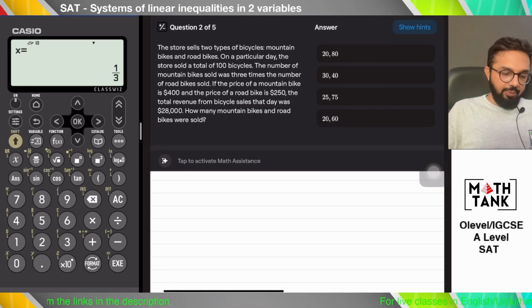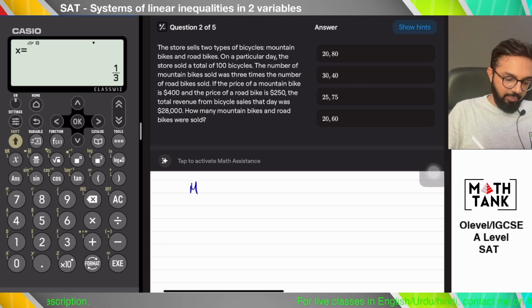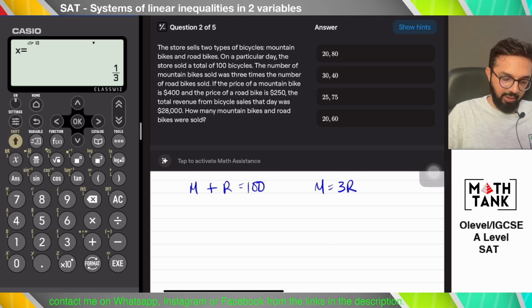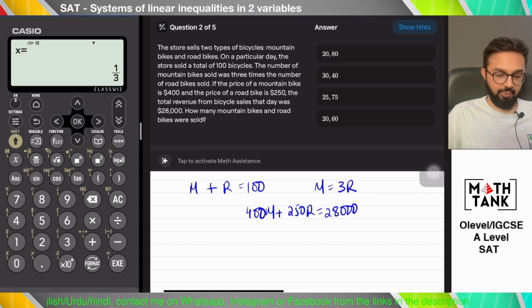The store sells two types of bicycles, mountain bikes and road bikes. On a particular day, the store sold a total of 100 bikes. The number of mountain bikes sold was three times the number of road bikes sold. If the price of a mountain bike is $400 and the price of a road bike is $250, the total revenue from this is 28,000. How many mountain bikes and road bikes were sold?